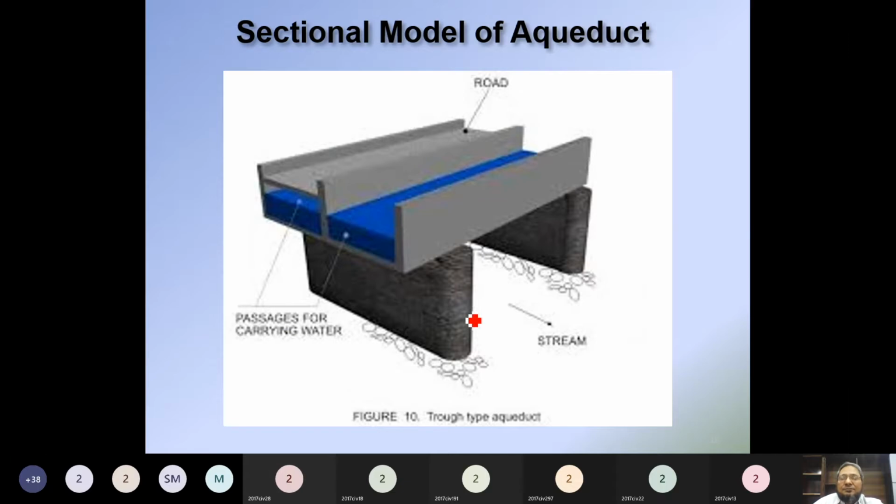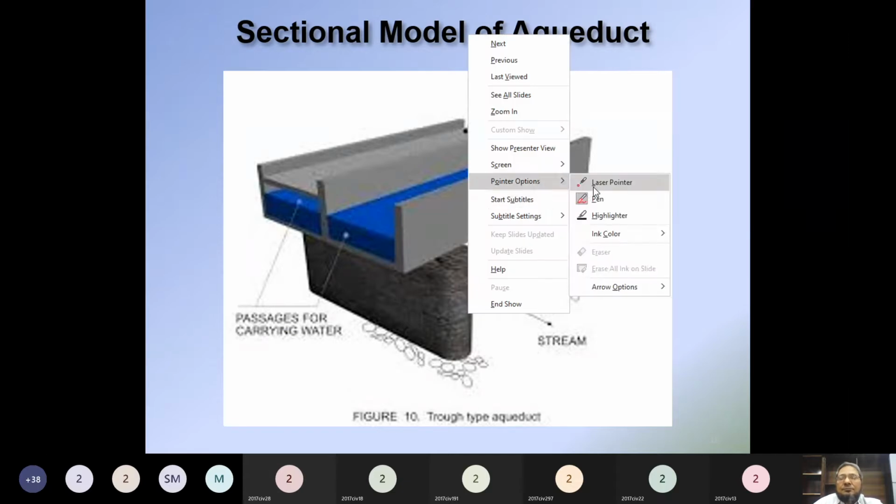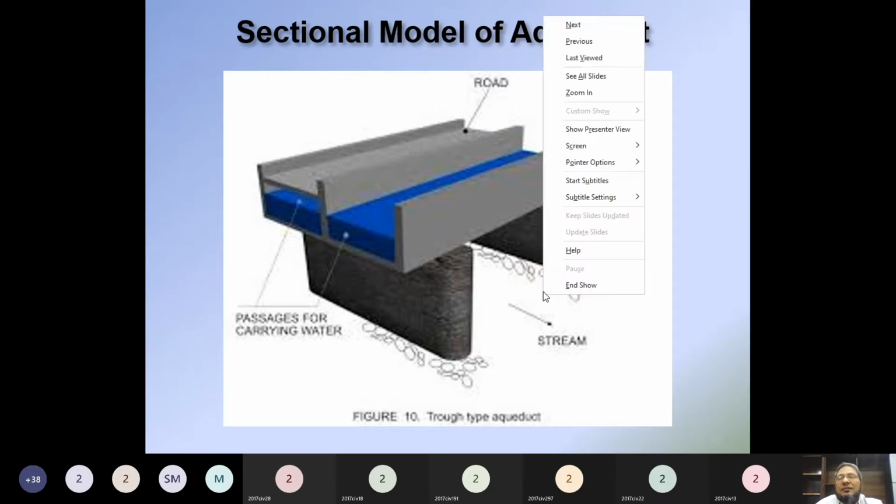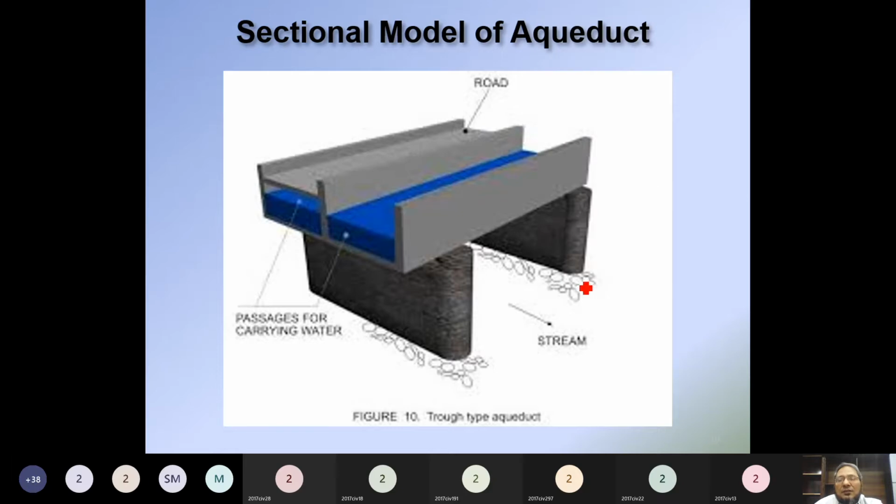तो ये क्या है? What are these? These are the two piers. Piers. And you know, this stream is flowing like this. तो stream का कोई level होगा ना? You know, what is this one? Water level, है ना? ये flow कर रही है ऐसे.